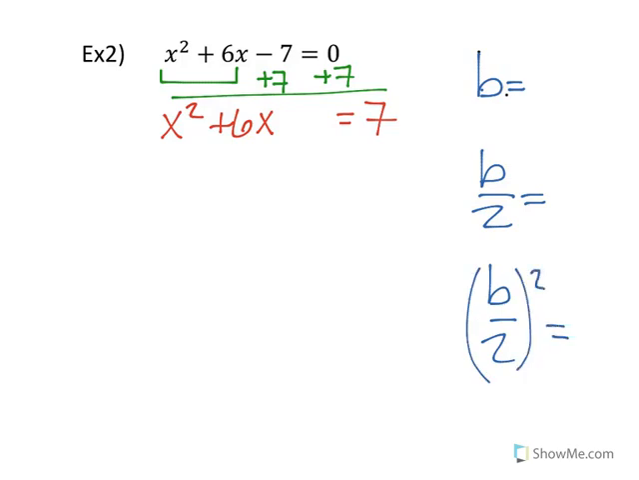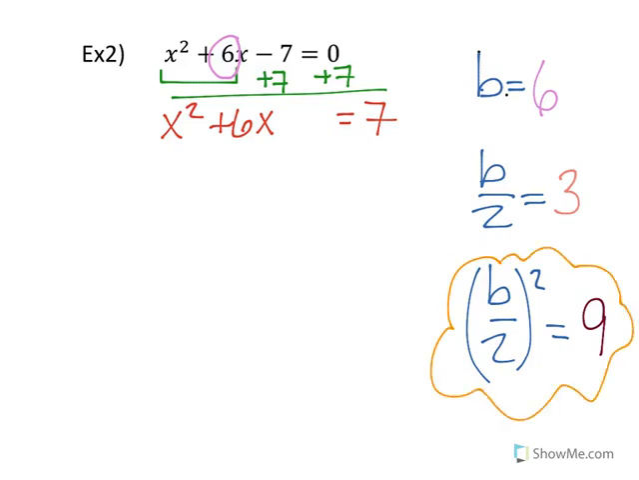So when you start with finding what's b, you always look at the number that is in front of x, so b would be 6. When you take 6 and you divide it by 2 to find b over 2, you're going to get 3. And when you take your b over 2, your 3, and you square it, you're going to get 9. Again, we call this completing the square for a reason. We're going to take that squared term 9, and we're going to add it to both sides of our equation.